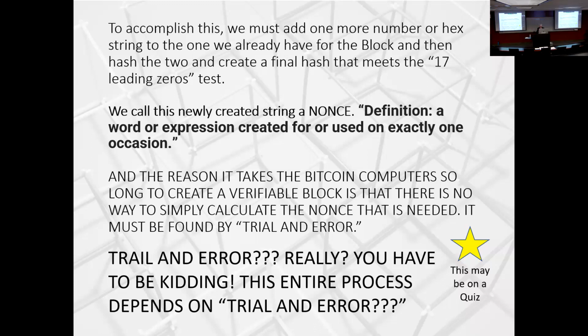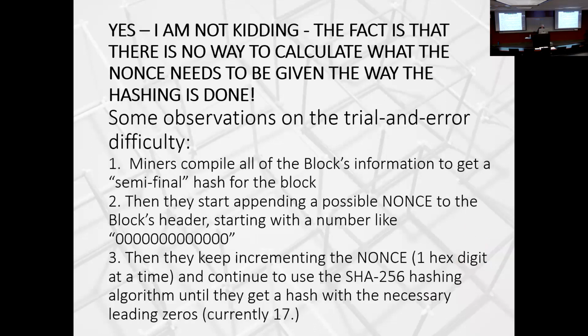This may be on a quiz. I'm not kidding. There's no way to calculate what the nonce needs to be to create 17 leading zeros. Just no way mathematically to do that. So the whole world becomes a world of trial and error.